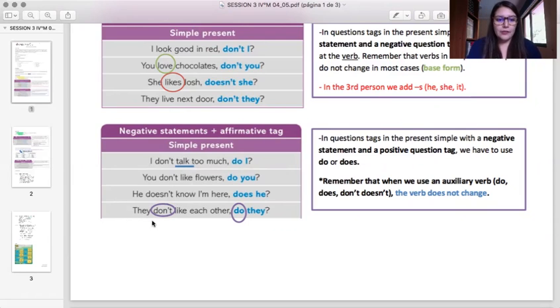So we have, I don't talk too much, do I? I have don't, so the verb doesn't change. And here I have the negative statement and I use an affirmative question tag. They don't like each other, do they? I have the negative and then I use the affirmative.